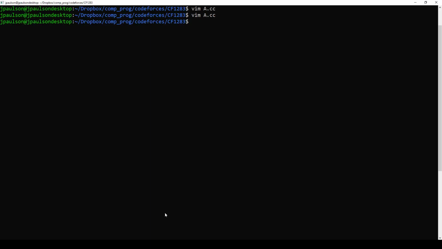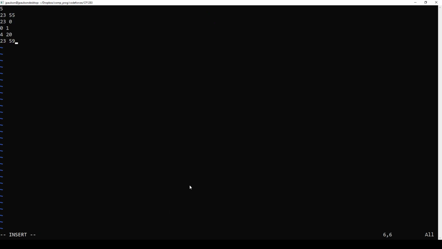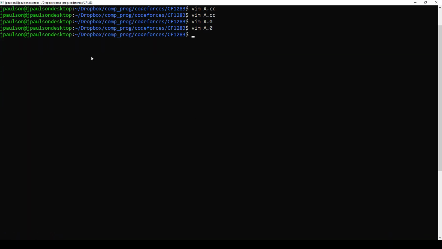So I'm just copying the input. I'll open up, so I've saved that input to a.0. I like to just name my test cases, right? So I like to name my solution a.cc, the name of the problem, and then my inputs a.0, and if there's more test cases, maybe a.1, a.2. So in this case, a.0 will be fine.